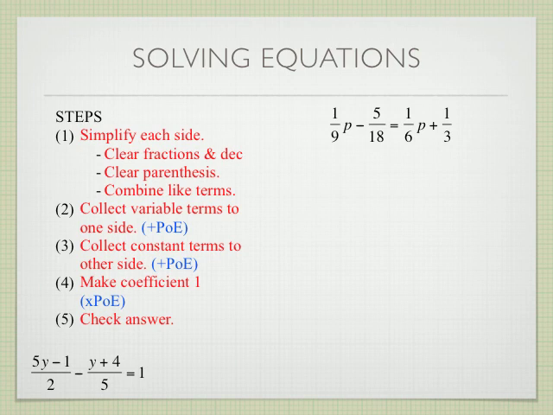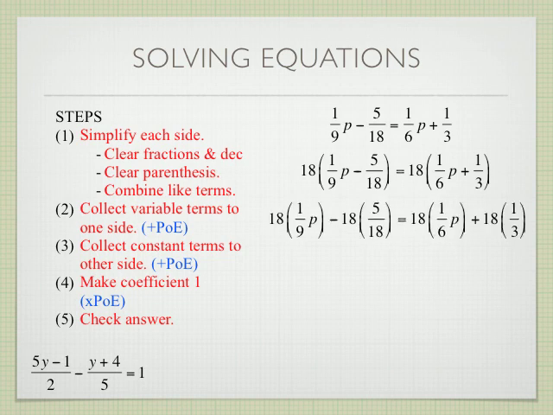Okay, the first thing I want to do is clear those fractions, and the thing I know to multiply by is 18 because that is the least common denominator of 9, 18, 6, and 3. So I multiply both sides by 18. You don't have to put that second step in. You can just go straight through and do the distribution. It's only in here in case it helps some people.